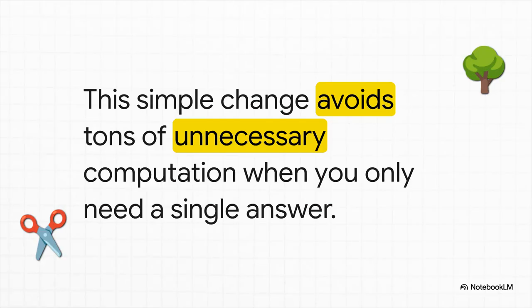And this simple change is just so incredibly powerful. It prunes the search tree like crazy. As soon as that one valid path is found, we stop exploring all the other millions, maybe billions of potential branches. It saves just a massive amount of pointless computation.